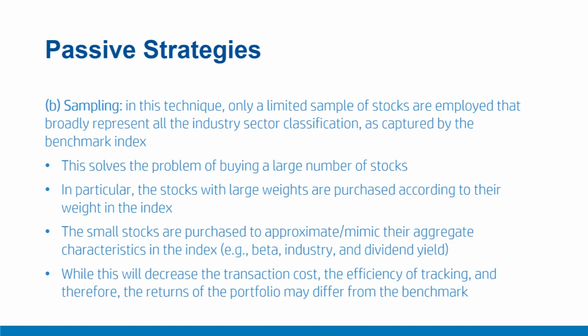Second strategy is sampling. In this strategy, only a limited sample of stocks are employed, which broadly represent the industry sector classification as captured by the benchmark. This technique is very intuitive and it relaxes the problem of buying a large number of stocks. For example, to start with, we buy the stocks having large weights in the portfolio. So first, these large weighted stocks are purchased according to their weight in the index.